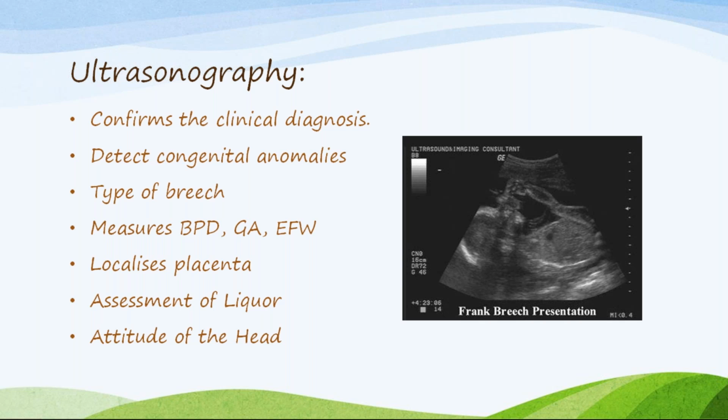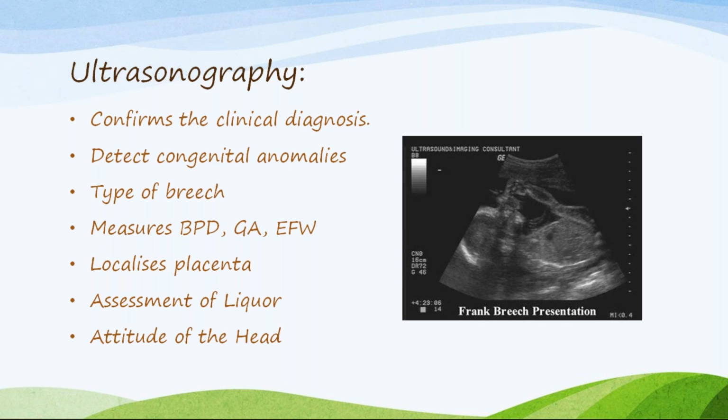So confirm the clinical diagnosis. Whatever you have diagnosed clinically, you just confirm it on the ultrasound. Congenital anomalies, type of breech, whether it is a complete breech, incomplete breech, all these things. At the same time, you can also rule out congenital malformation if at all anything is there.